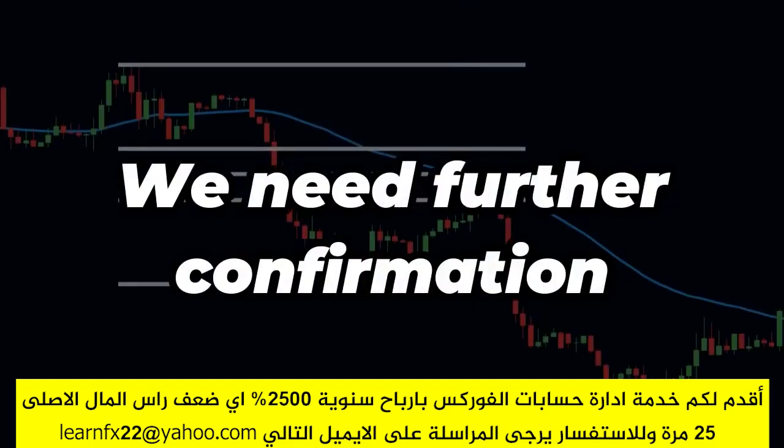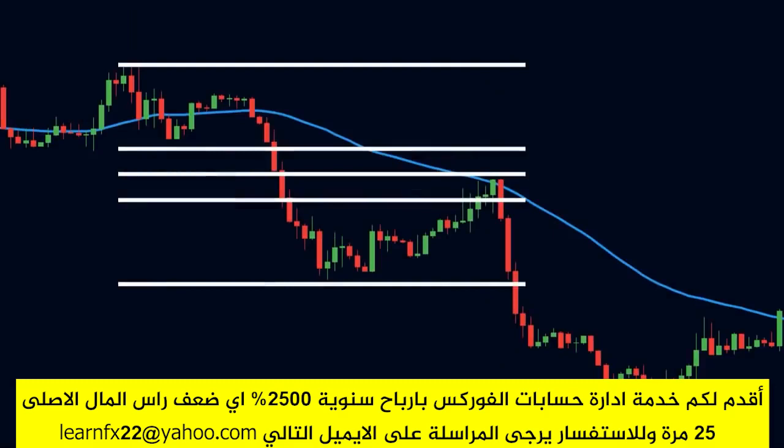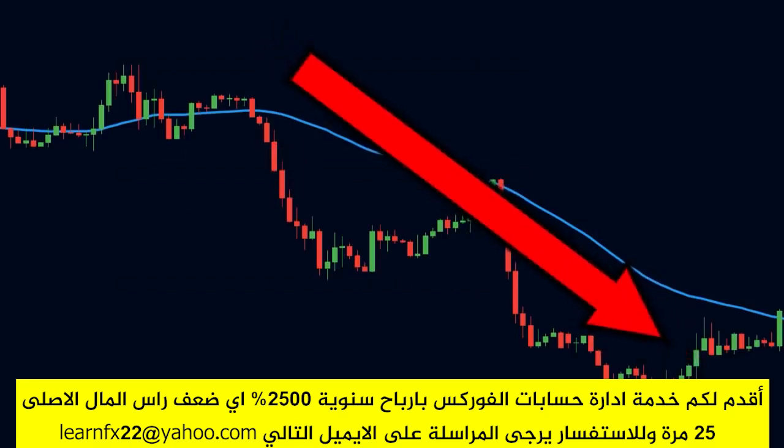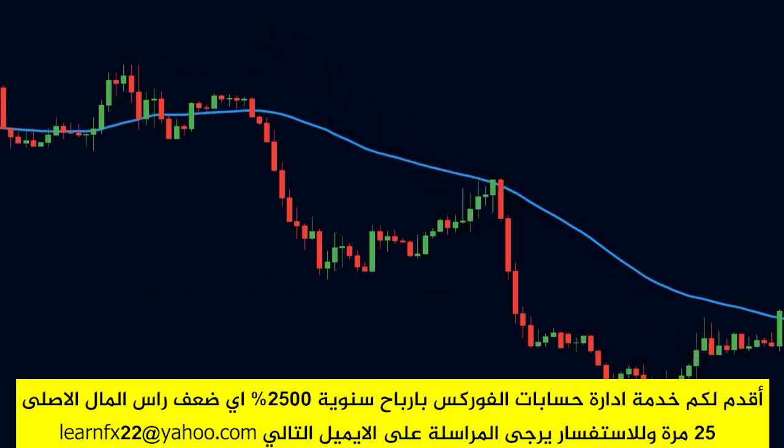We need further confirmation. When the pullback develops further, we see that the 50-period moving average coincides with the 50% retracement level. If you remember, we established earlier that the 50-period moving average also acts as a level of support and resistance. Since we are in a downtrend, we expect the 50 moving average to provide resistance to the price.